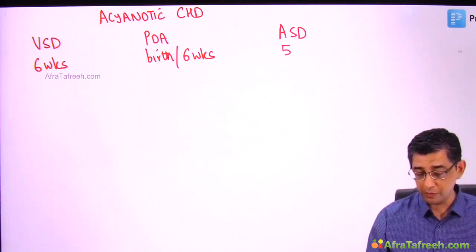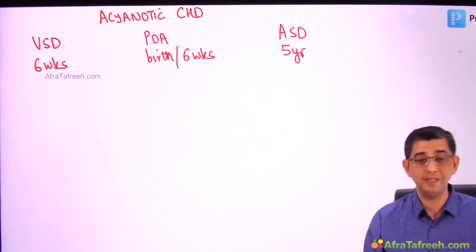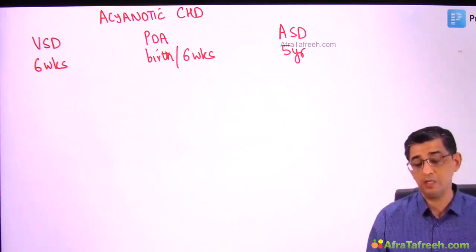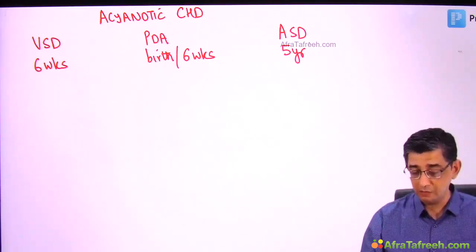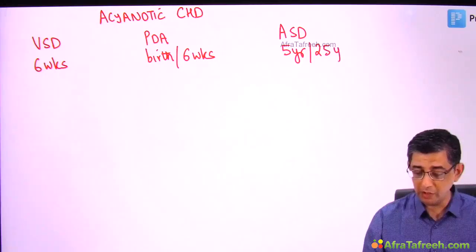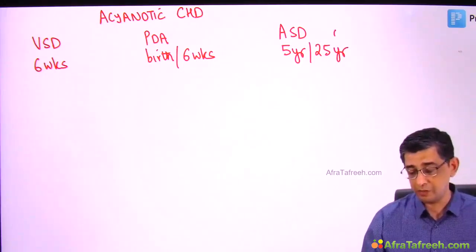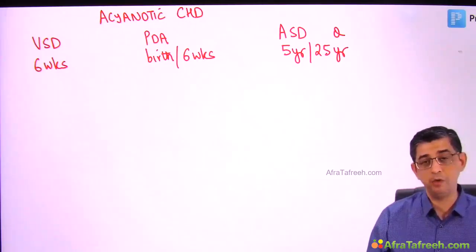ASD is a low pressure shunt. The pressure difference is only as little as 4 millimeters of mercury. So ASD can present at 5 years of age. In fact, sometimes it might become symptomatic even in the adult age group. This is itself a question: which congenital heart disease becomes symptomatic in the adult age group?